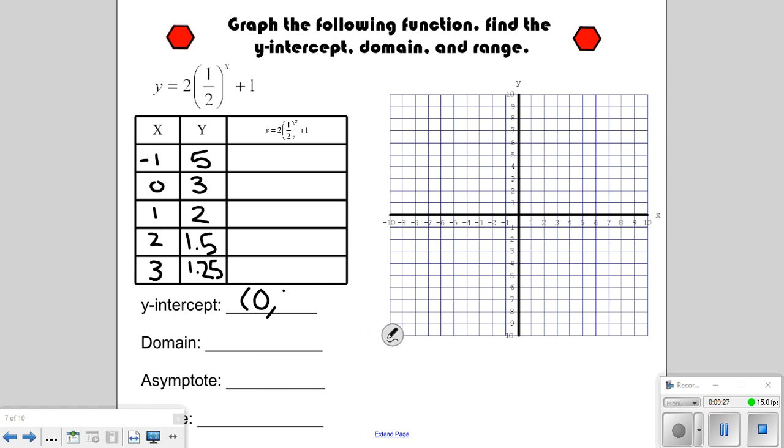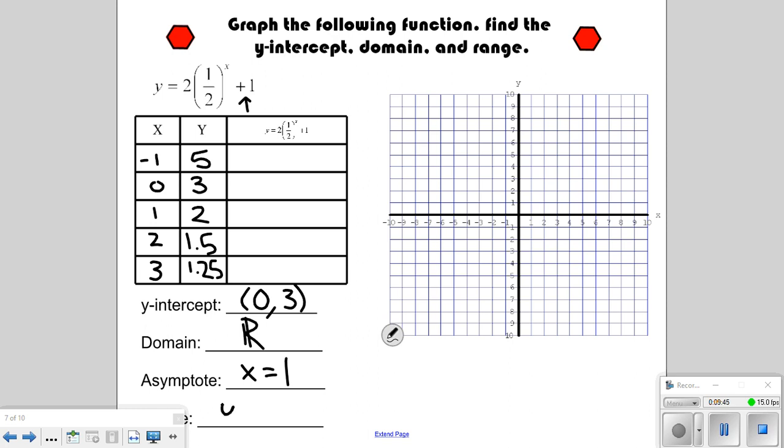The y-intercept here, looking at the table on my calculator, is going to be (0, 3). The domain is going to be all real numbers. The asymptote is going to be, this time I have a +1 right there, so it's going to be y equals 1, and my range is going to be y is greater than 1.